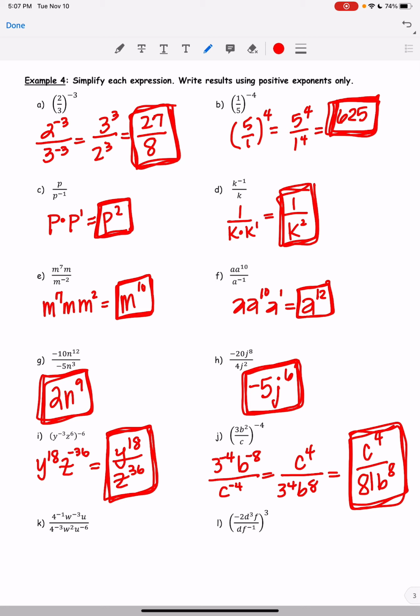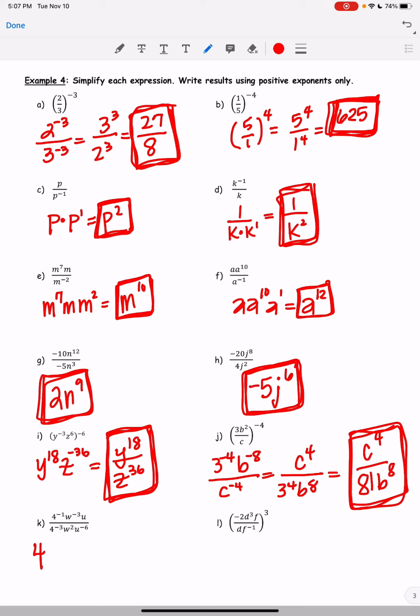Okay, on K, what I think is easiest is just to make sure you have all positive exponents. So I need to move this 4 to the negative 1, my w to the negative 3, and my 4 to the negative 3 all need to move. These other ones, though, are good where they are.